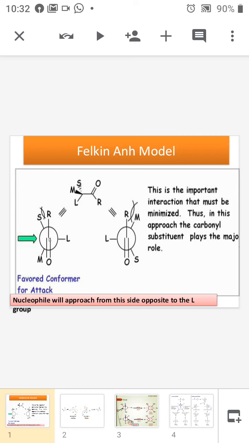Morning, everybody. Today we are discussing examples of the Felkin model, the comparison of the Felkin model and Cram's rule, and some exceptional cases of Cram's rule and the Felkin model. So shall we start with the example?